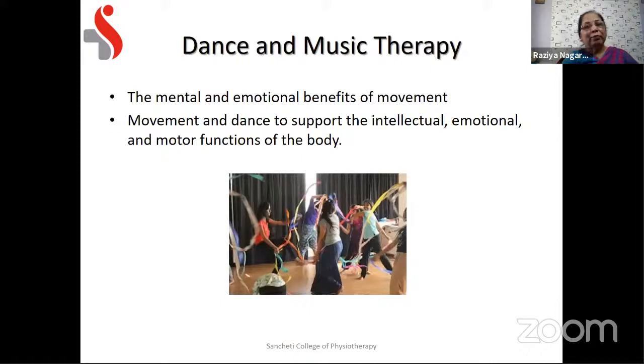Another thing we cannot forget is depression and anxiety, and for that, even dance and music therapy is one of the answers, because this not only improves their movement, but also reduces anxiety and depression. The movement and dance support the intellectual, emotional, and motor functioning of the body.